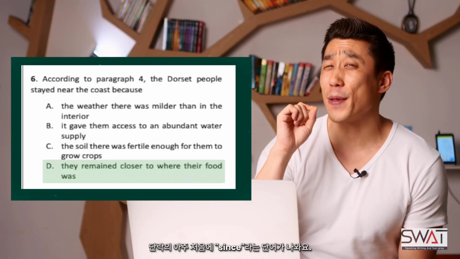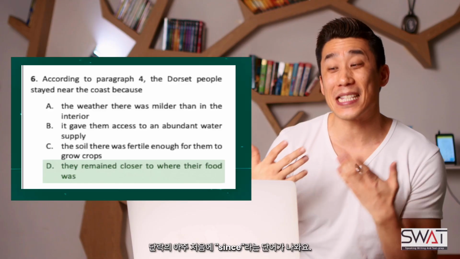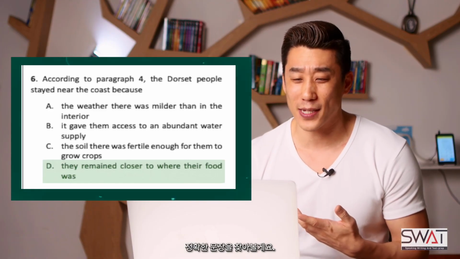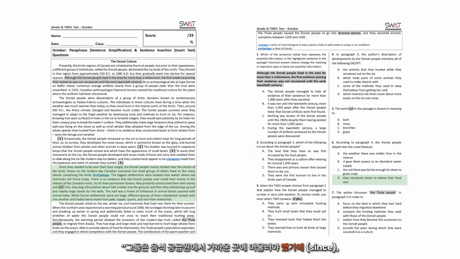All right, hopefully, if you guys did it correctly, you would have chosen answer D. Right in the very beginning of the paragraph, it says, since, let me find the actual exact quote. It says, since they needed to be near their food supply, the Dorset people mainly resided near the shores of the Arctic Ocean on the modern day Canadian mainland. So right there, clear as day, it is the first sentence in the paragraph. And that is answer D. They remained closer to where their food was.